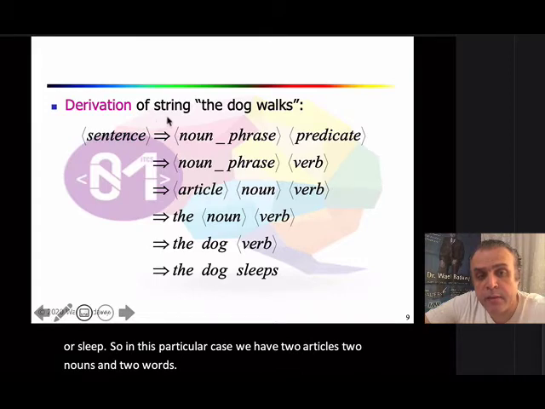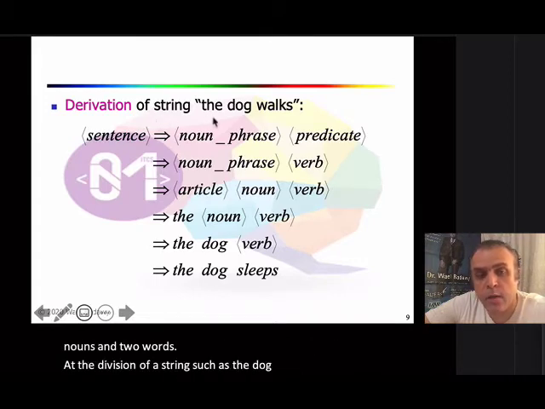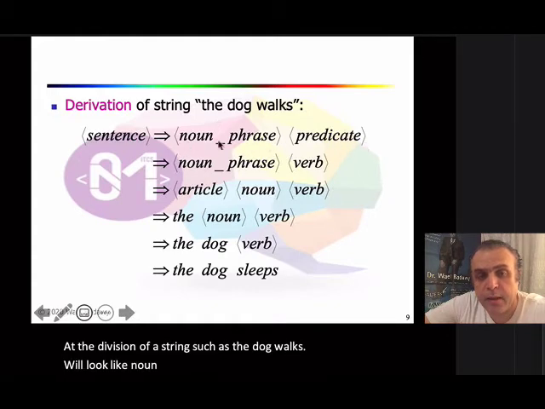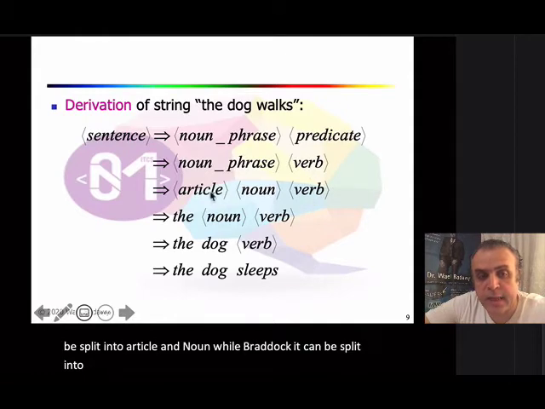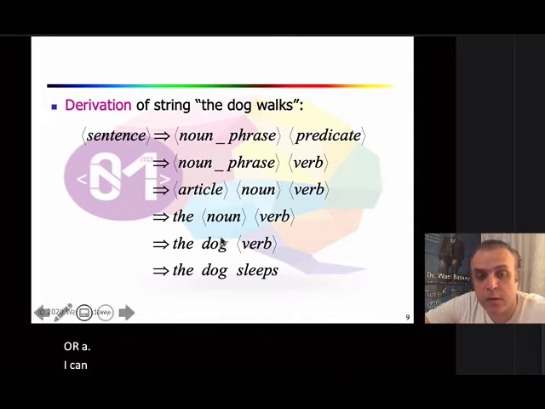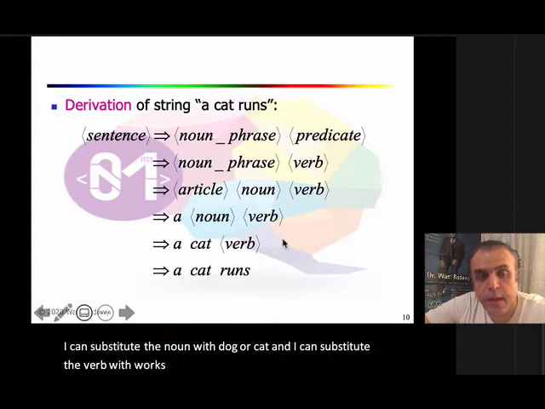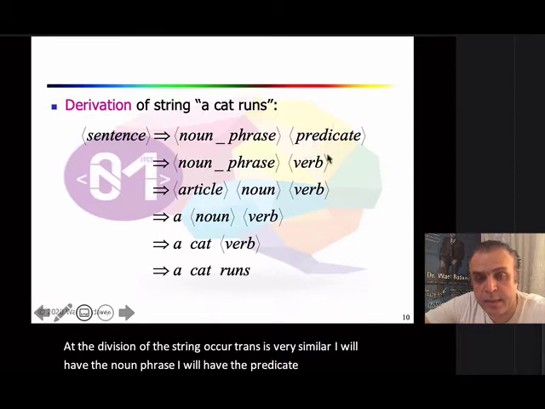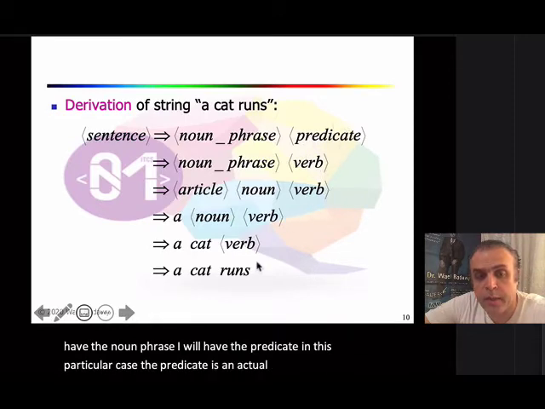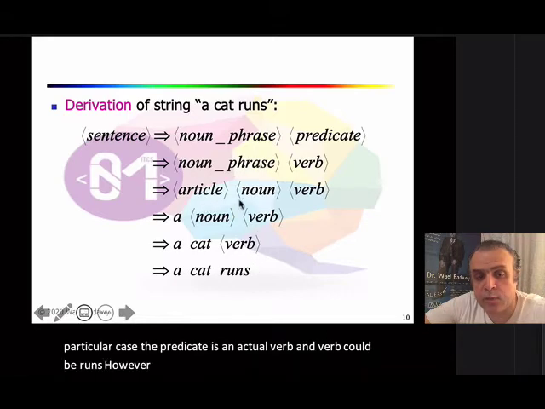A derivation of a string, such as the dog walks, will look like noun phrase and predicate. The noun phrase can be split into article and noun, while the predicate can be split into verb. And in this case, I can substitute an article with the or a. I can substitute the noun with dog or cat, and I can substitute the verb with walks or sleeps. A derivation of the string a cat runs is very similar. I will have the noun phrase and the predicate. In this particular case, the predicate is an actual verb, and the verb could be runs. However, the noun phrase can be split into article and noun.